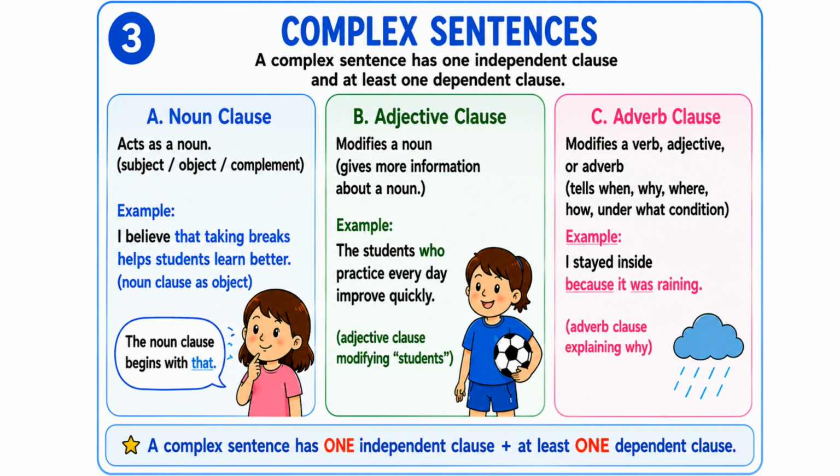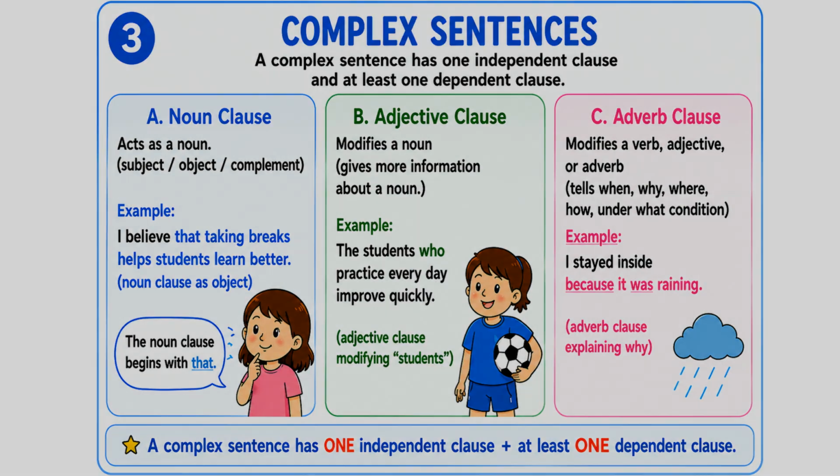Here's an easy way to remember the 3. A noun clause acts like a noun. An adjective clause describes or gives more information about a noun. An adverb clause tells us information such as when, why, where, or under what conditions something happens.